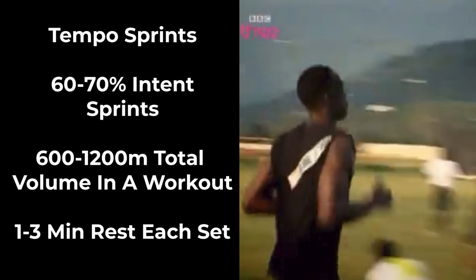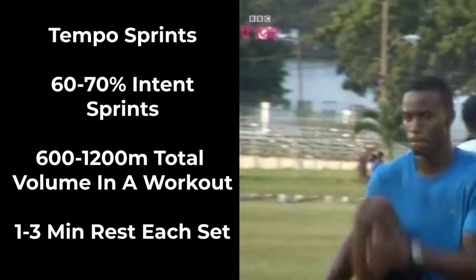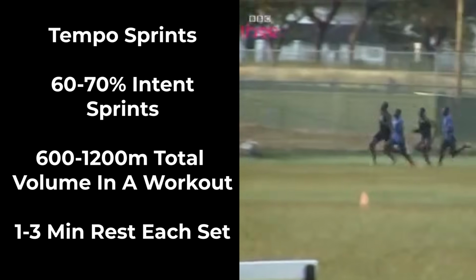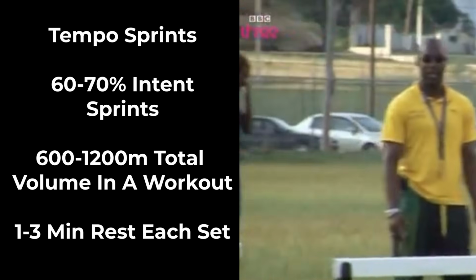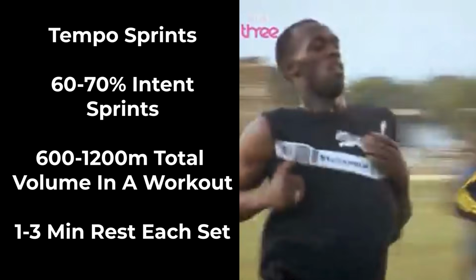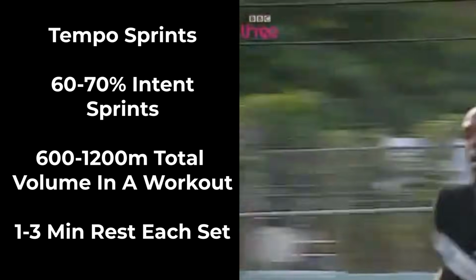For tempo sprint guidelines, I suggest never really going past 250 meters of total distance per sprint, and the sweet spot being around 60 to 150 meters. And total volume per workout being around 600 meters to 1200 meters, with 1 to 3 minutes of rest between each effort. And each effort being around 60 to 70% of your max intensity. An example workout that I would program for athletes on the Speed Academy would be something like 6 times 100 meter sprints at 60 to 70% of our max intensity with about 1 to 2 minutes of rest between each tempo sprint.